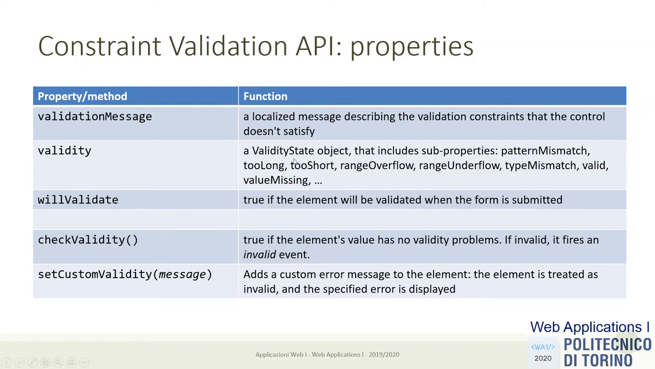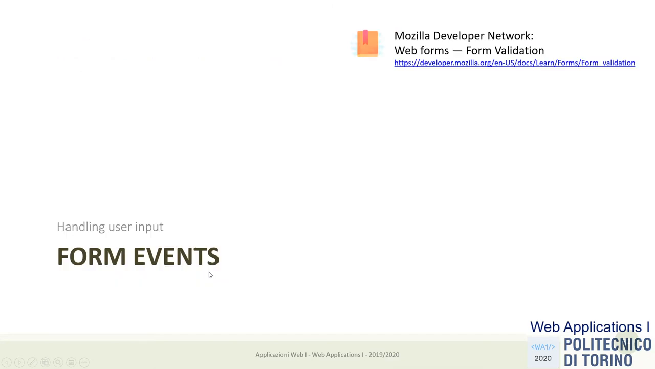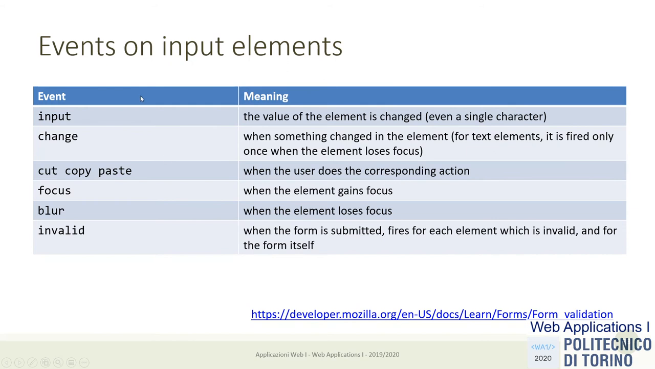So it may not be valid because it's too long, so it violated the max length property, or because of a pattern mismatch, or a type mismatch, and so on. So you can check whether element.validity.patternMismatch is true or false, and it will tell you the reason or the reasons why this element is not valid. So you can really check what the browser is doing, understand what the browser is doing, and also maybe change it, so you can force an error when the browser would not detect it. And the next step, of course, will be to handle and manage some events that are coming out from the forms, and these are the main events that are generated.